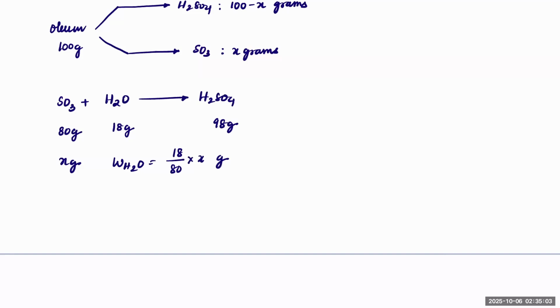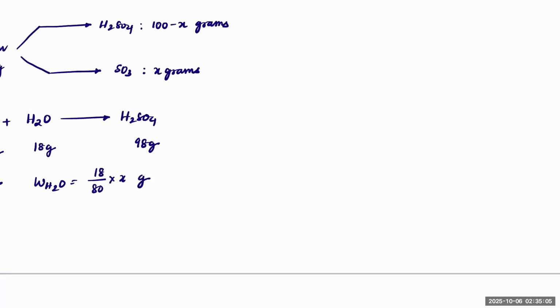So what is the labeling? How would I label that? Now see how the labeling is done. Labeling is 100 plus the weight of water that you need to add so that everything becomes H2SO4. So that is 100 plus 18 by 80 into x. This much is the labeling that you will do. Clear, everybody?